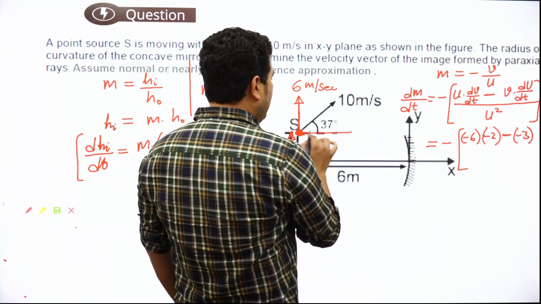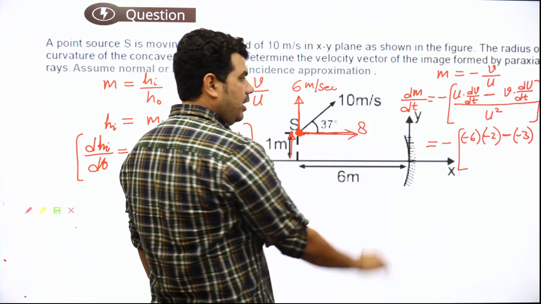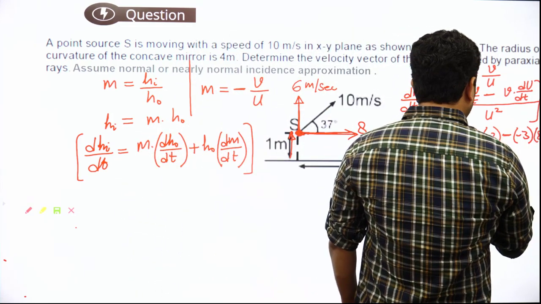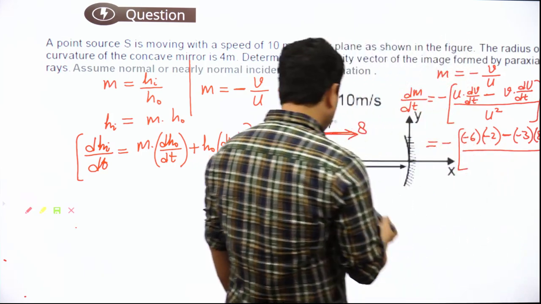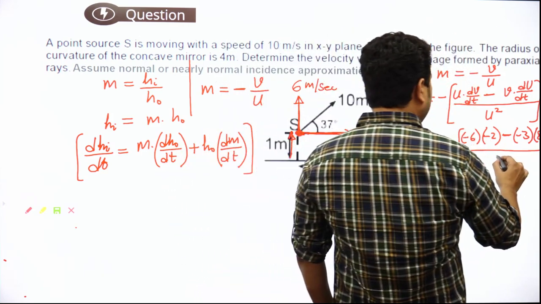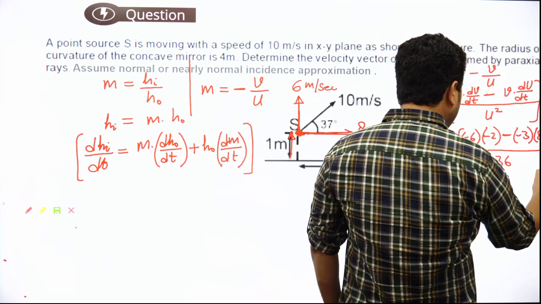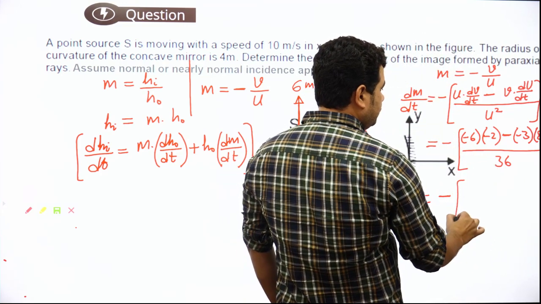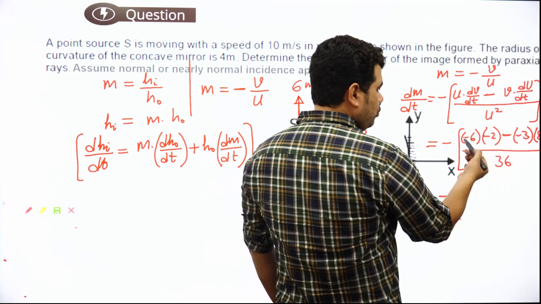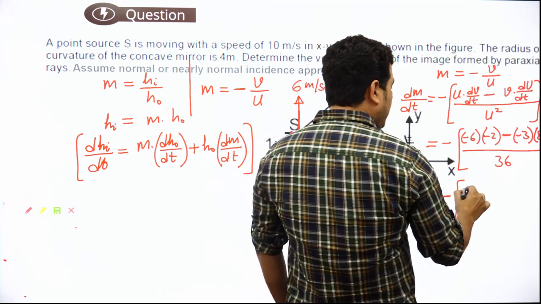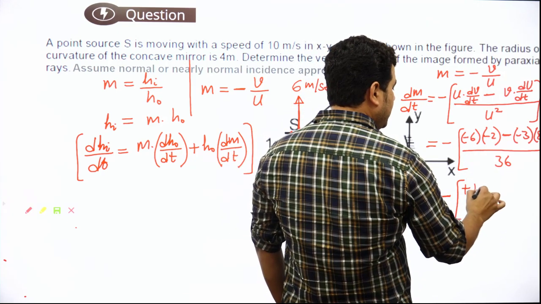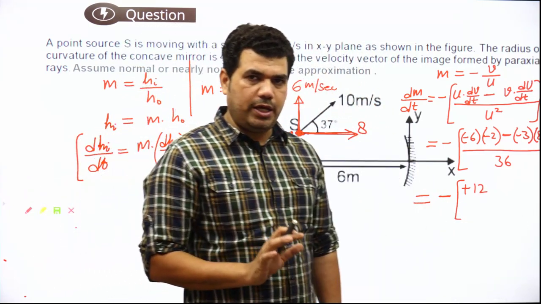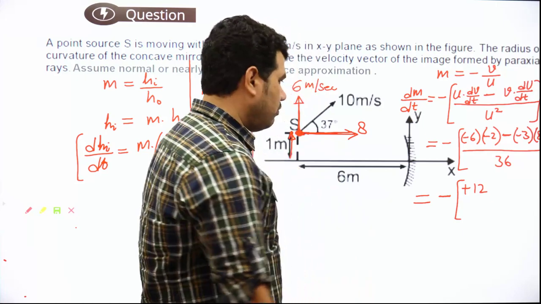Aur du by dt kitna nikala tha? Du by dt yahi to tha? Kitna tha ye? 8. So, yahan pe kya rakhoge bachon? 8. Divided by u squared. Where is u? 6. Square of u? 36. Got it? Very good. Now, see. Minus 6 into 2, 12, and minus minus plus 12. Got it? So it is plus 12. Okay. Now after plus 12, what will you do?